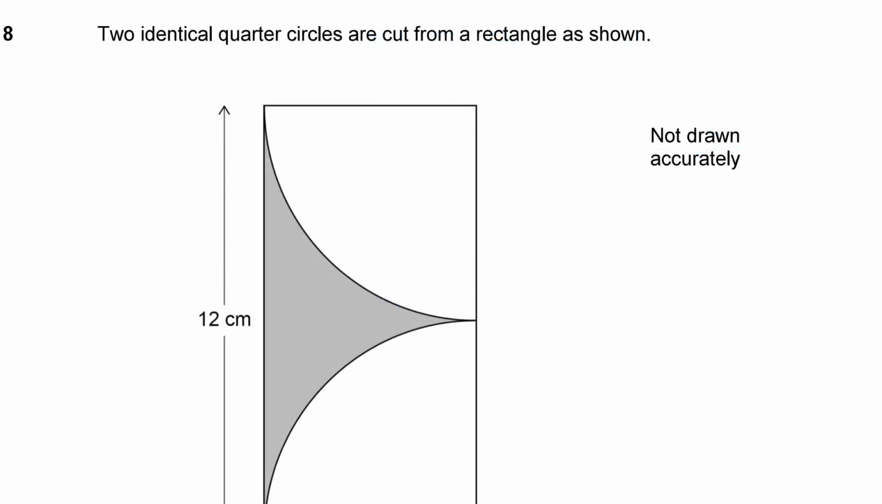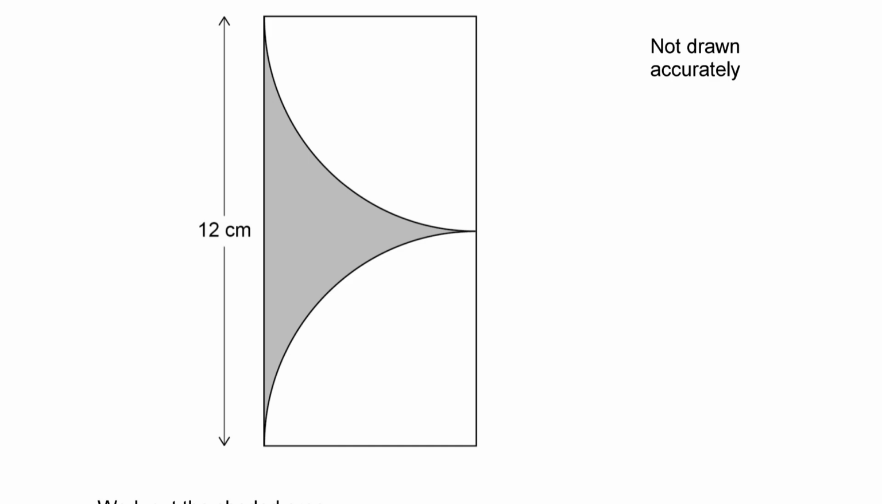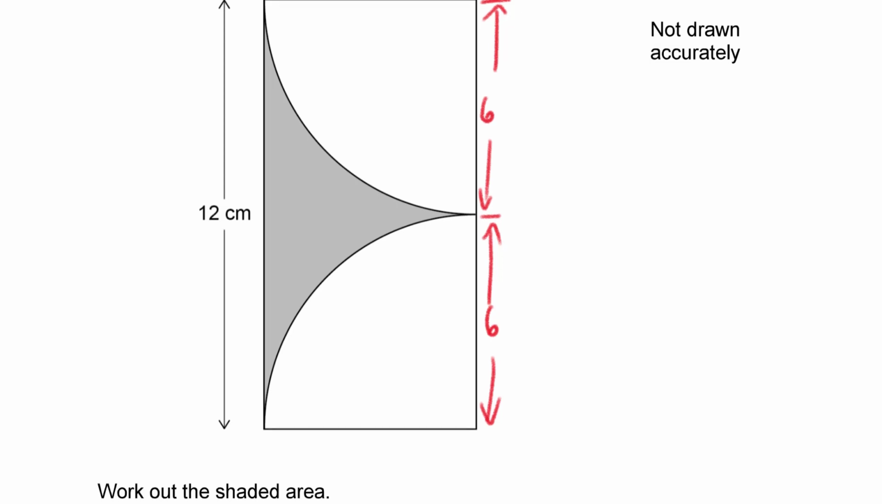Question 8. Two identical quarter circles are cut from a rectangle as shown, and we need to work out the shaded area. Okay, so if these are two quarter circles next to each other, then the radius of this quarter circle must be 6, half of 12. So from here to here must be 6, and from here to here must be 6. And because this is a circle and 6 is the radius, then this distance here must also be 6. So that means the rectangle from which the two quarter circles were cut is of dimensions 12 times 6.